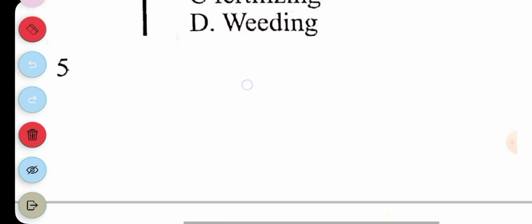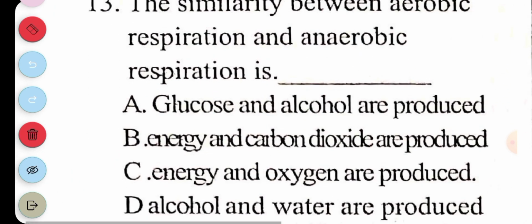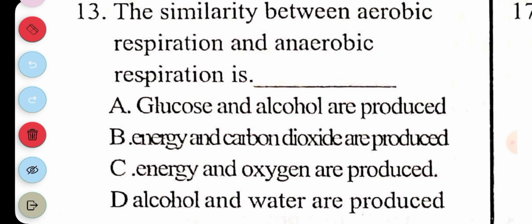Question 13. The similarity between aerobic respiration and anaerobic respiration is: A, glucose and alcohol are produced; B, energy and carbon dioxide are produced; C, energy and oxygen are produced; D, alcohol and water are produced. And the correct answer to question 13 is B.